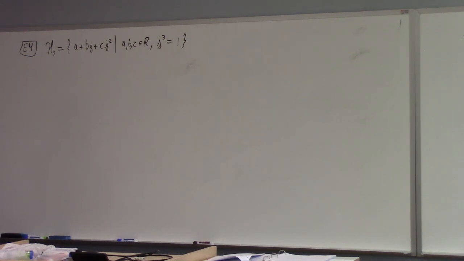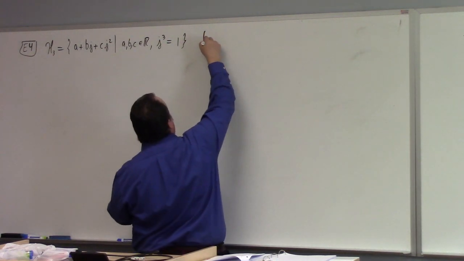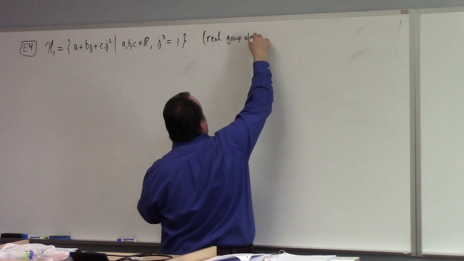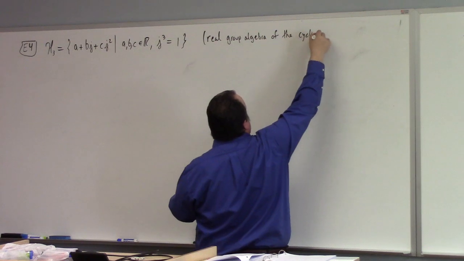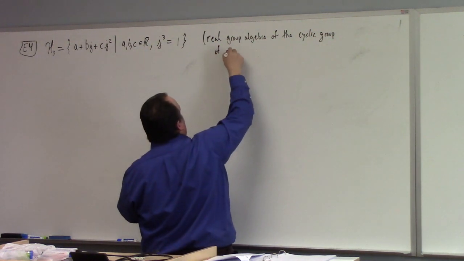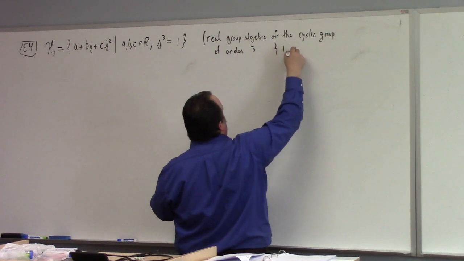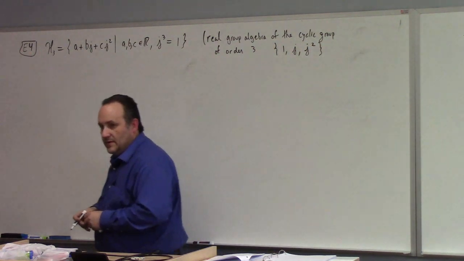How many of you have already taken abstract algebra 1? Anybody? So a couple. So this is actually the real group algebra of the cyclic group of order 3. That cyclic group of order 3 being 1, j, j squared in the current notation.